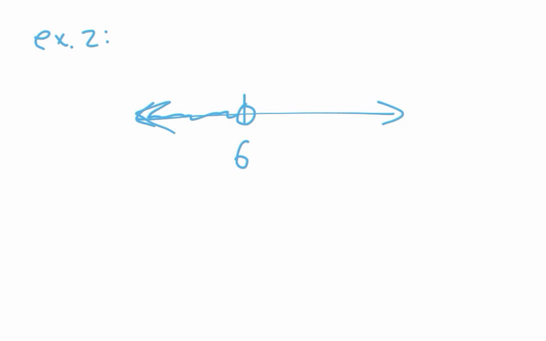I guess one more example, and then we're done for the day. So example 2. I have this one here. A number line, open circle on 6, shading to the left, and open circle on the 10, shading to the right. Now if we have that, union or intersection for that one?